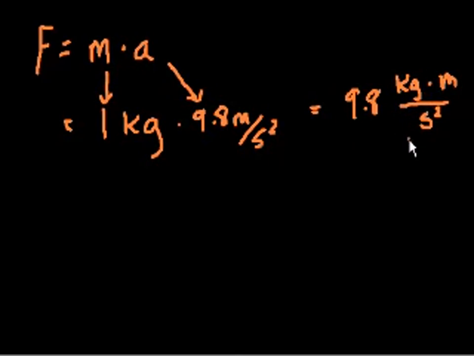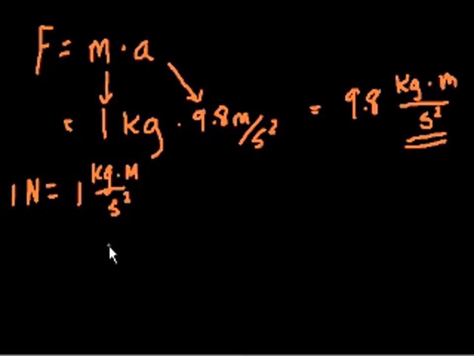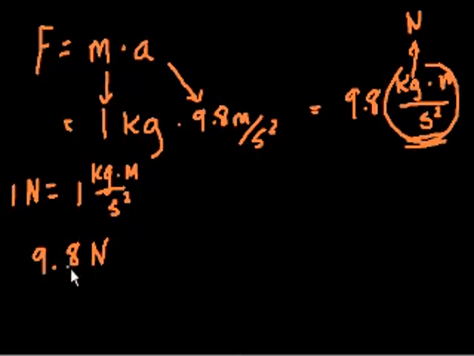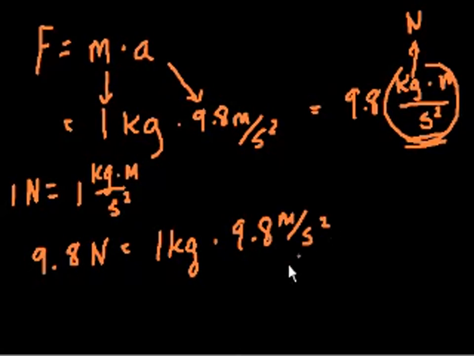And you're saying, Sal, this is very messy. I don't like writing kilogram meters per second squared. And you are in luck because there is a unit, and that unit is the Newton. 1 Newton is equal to 1 kilogram meter per second squared. So if I'm pulling down on an object at 9.8 newtons, that's just this. If I'm pulling down at 9.8 newtons on an object that is 1 kilogram, its acceleration is going to be 9.8 meters per second squared down.